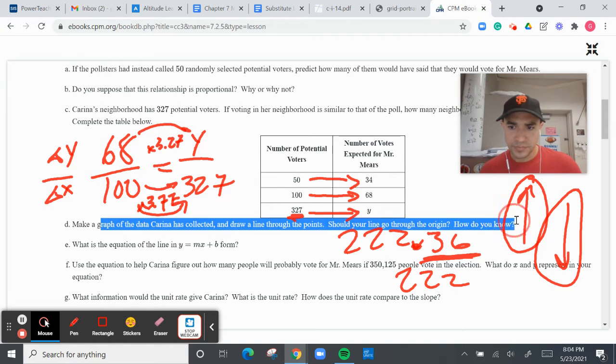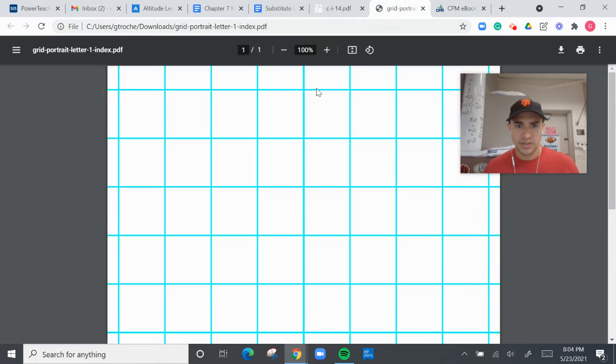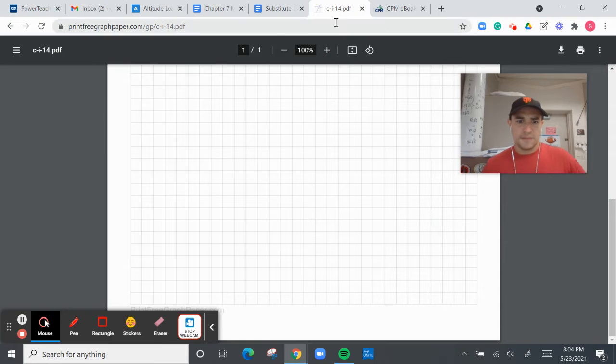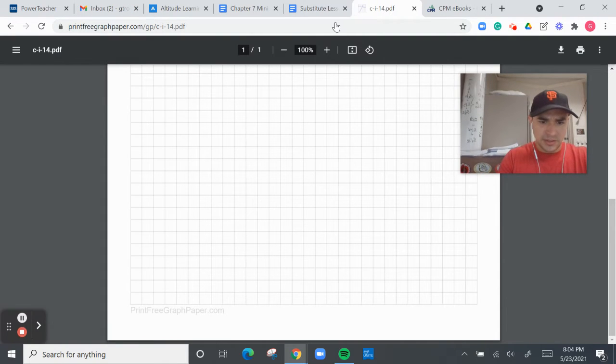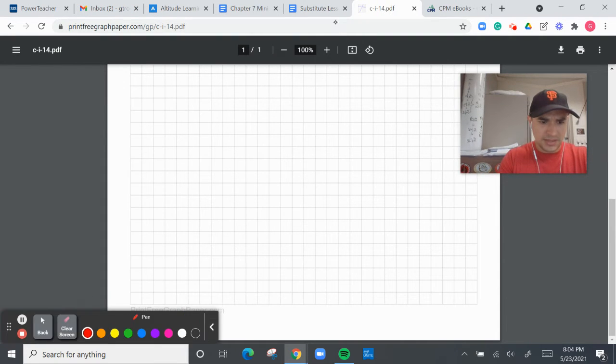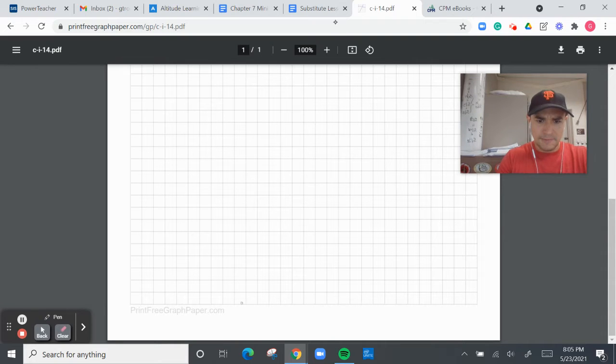Make a graph and draw a line. Okay, so we have 50, 100, and 327. How would I do this? Let's use black. Let's skip one. So that will be 327.